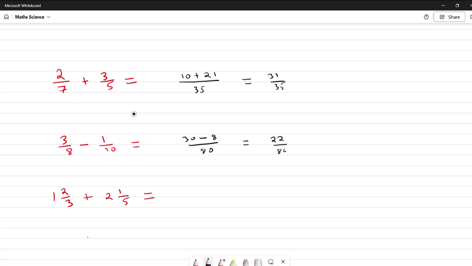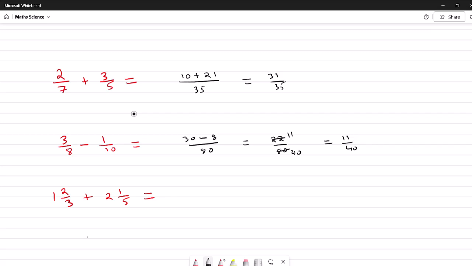divided by 80. Now let's see if we can simplify this further. We know the last digit of both of these numbers is an even number, meaning we can divide it by 2, since that's the divisibility rule of 2. So 2 times 11 is 22 and 2 times 40 is 80. So this just becomes 11 over 40. And here's our answer. Now for the third example, we have mixed numbers here.